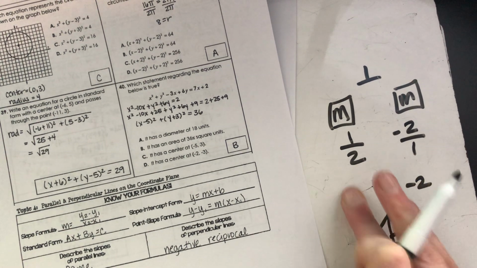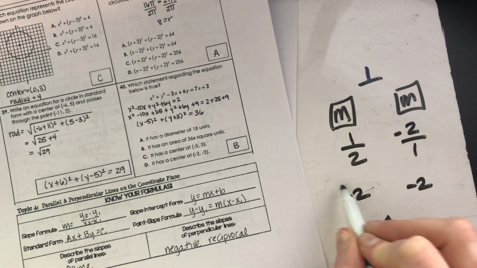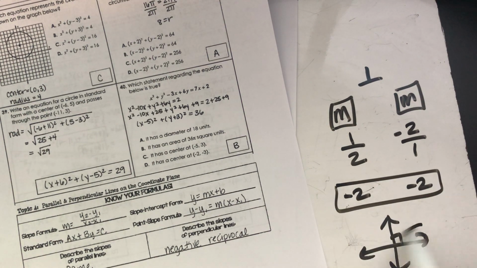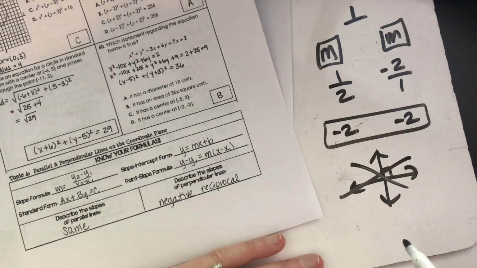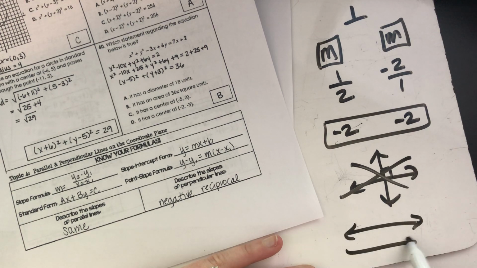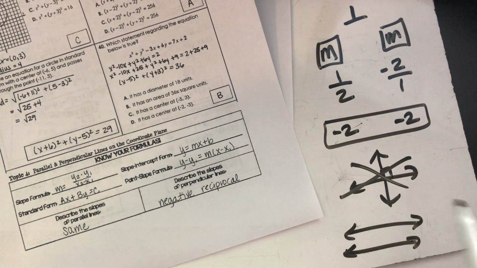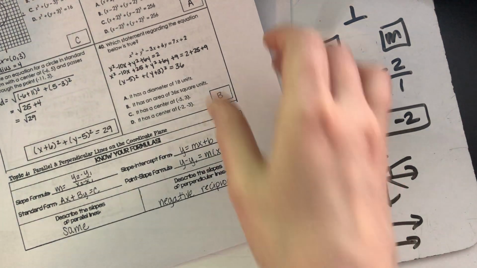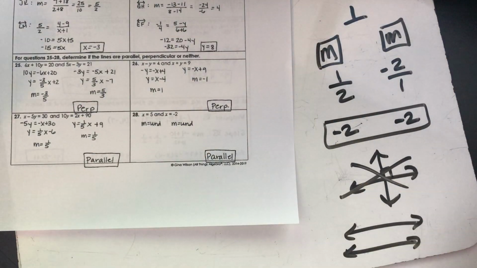Now, if they were exactly the same, both the same slope, then they are going to be parallel. They'll never touch. They're rising and running at the same rate so they'll never meet. So let's apply this to some problems.